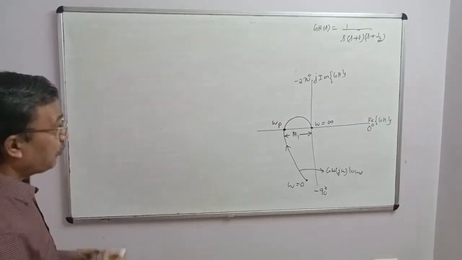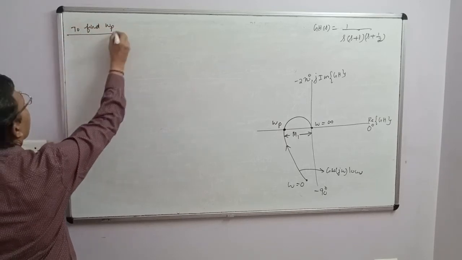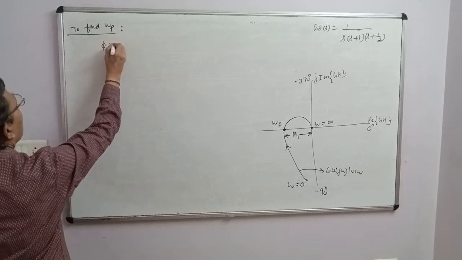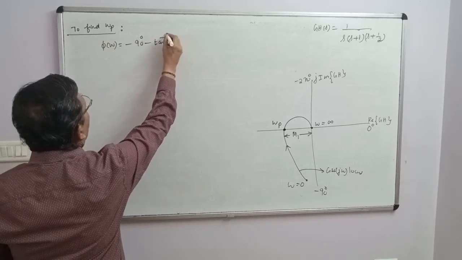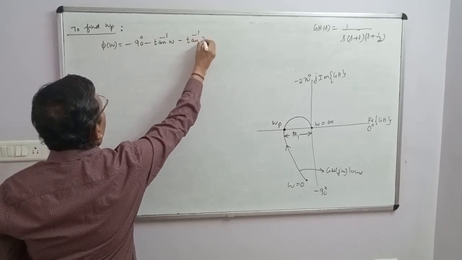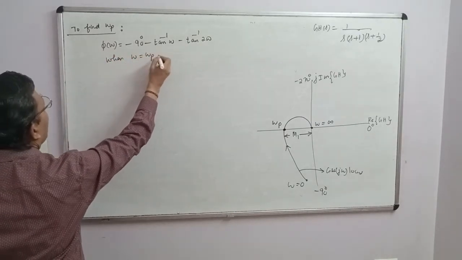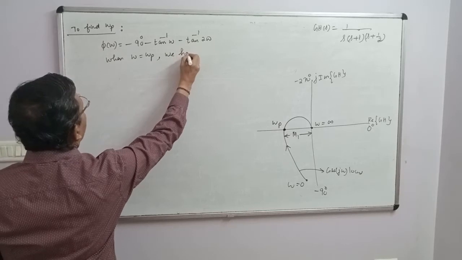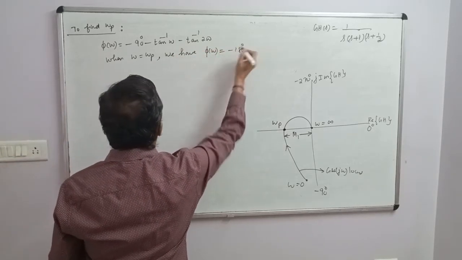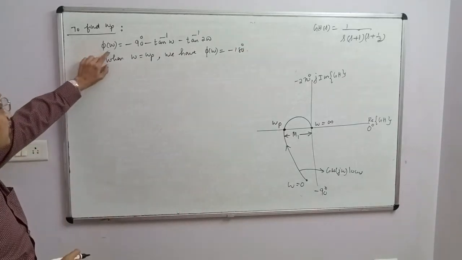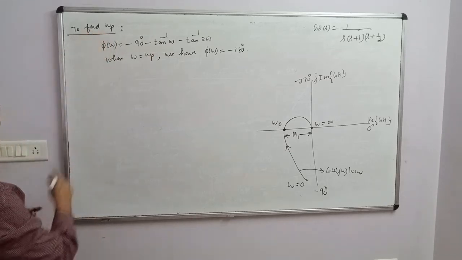To find omega p. Phi of omega is equal to minus 90 degrees minus tan inverse of omega minus tan inverse of 2 omega. When omega equals omega p, we have phi of omega equal to minus 180 degrees. Hence, in this expression, if you put omega equal to omega p, phi of omega will be minus 180 degrees.